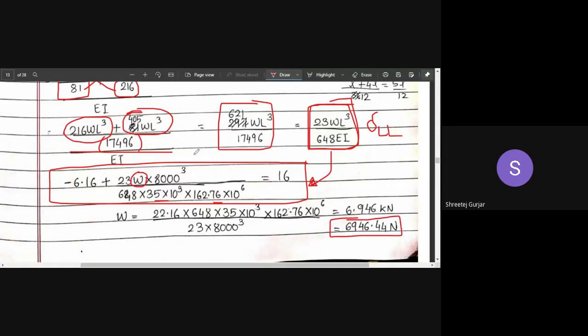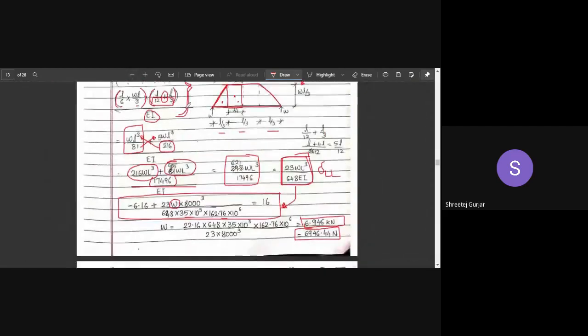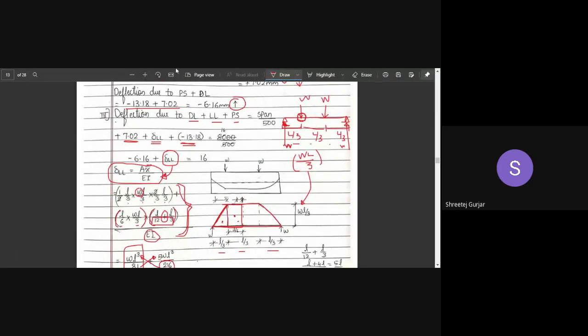We substituted into the deflection equation. The only unknown here is W. So we have calculated W as 6.9 kilonewton. I hope it is clear. Is it clear, guys? If you need me to explain any part, please let me know.